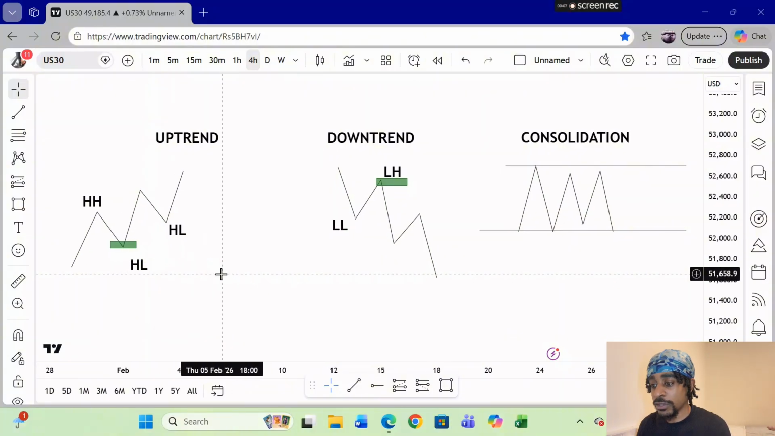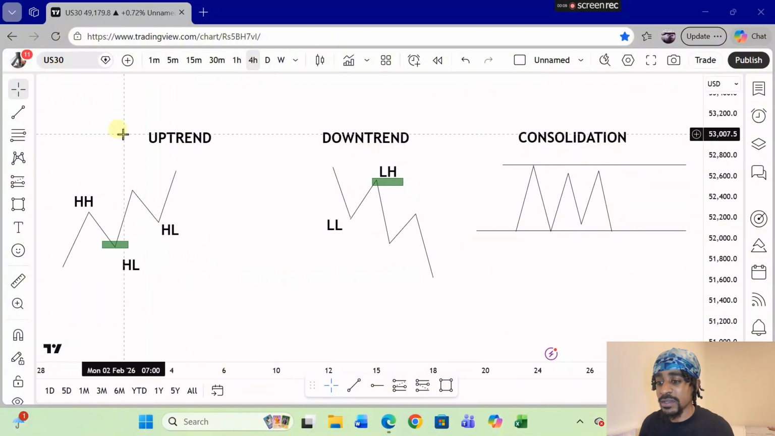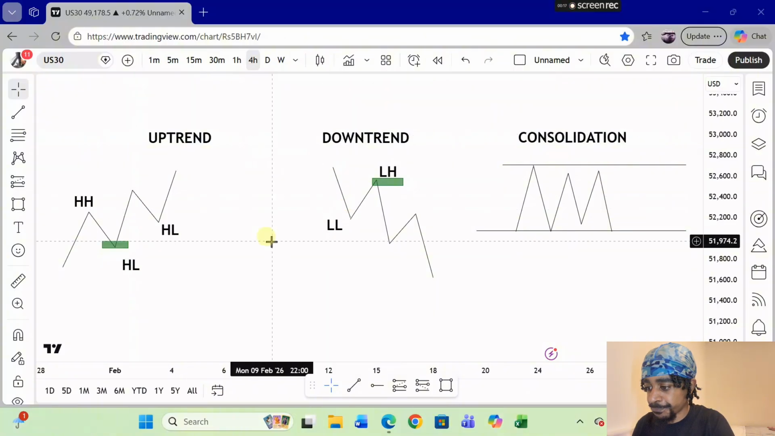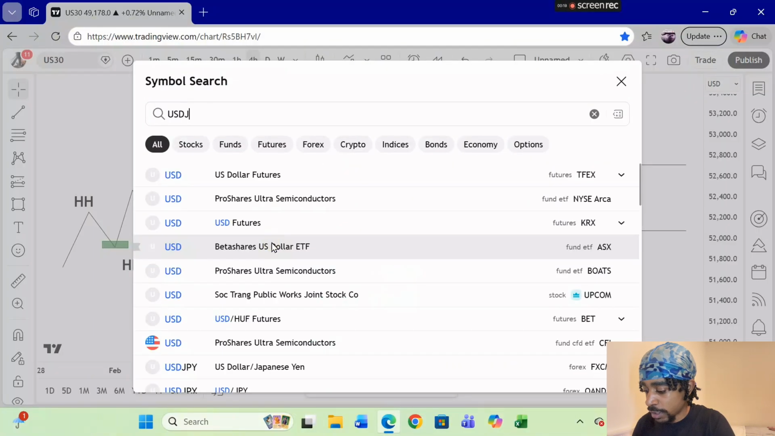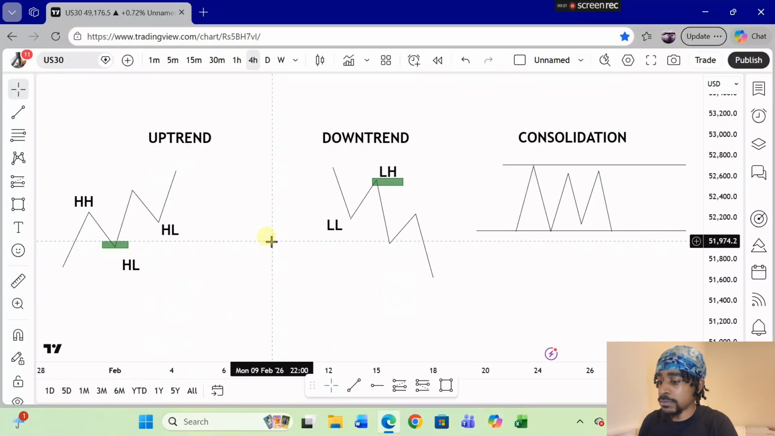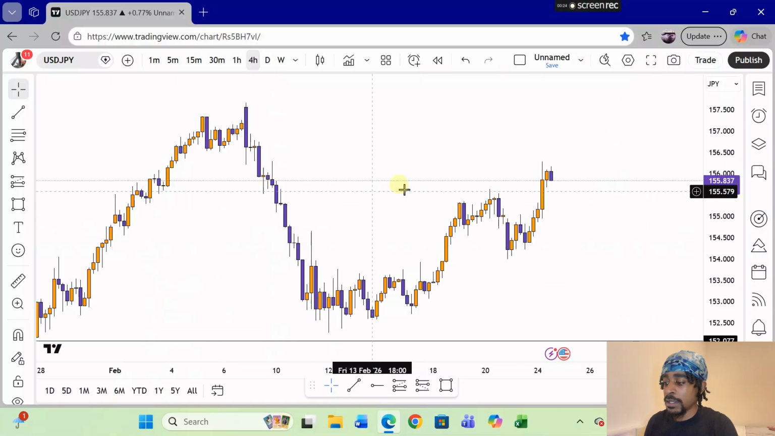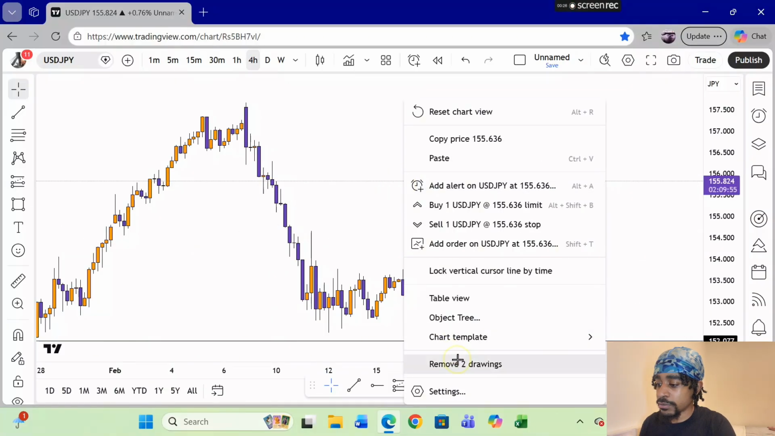All right, we're on the charts. So right now we're on US 30. I don't want to look at US 30. I want to look at USD JPY. Let's look at USD JPY, my people. Yeah. And I'm going to clear all drawings.